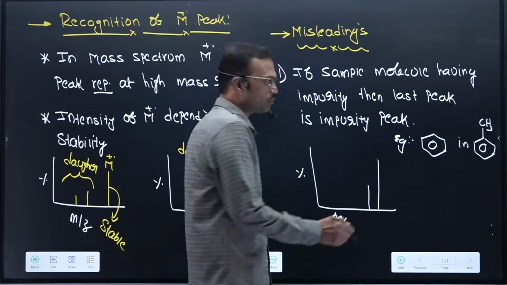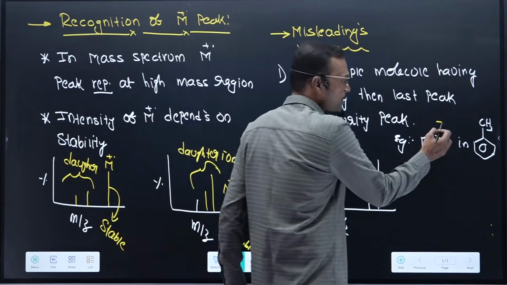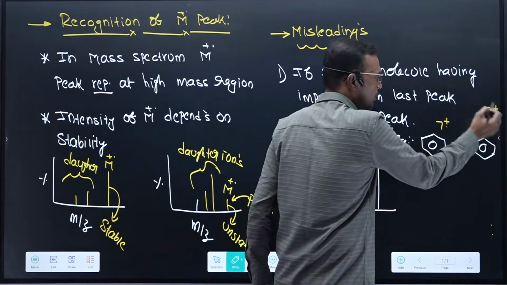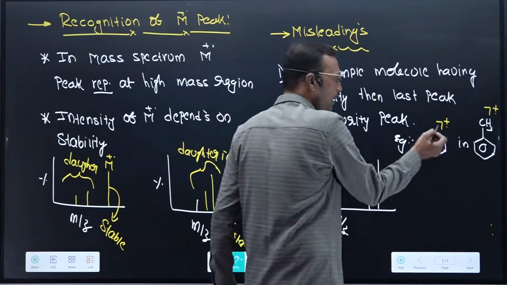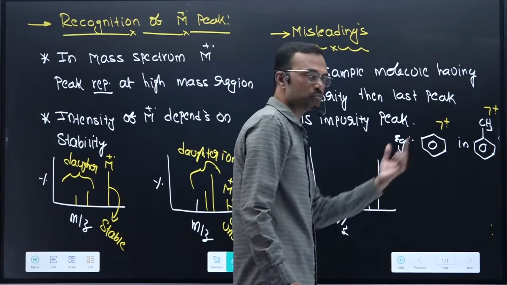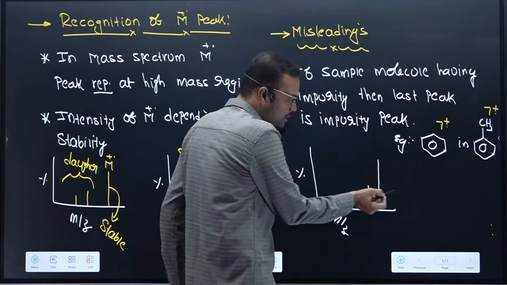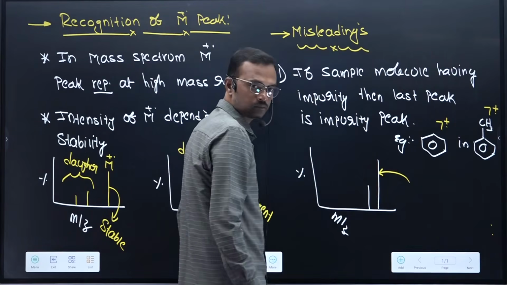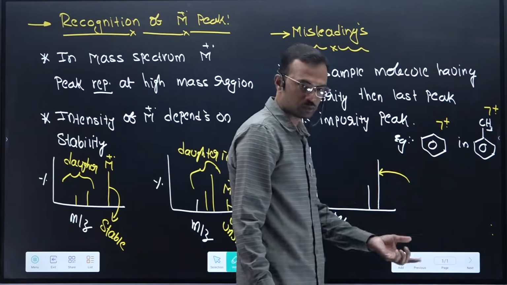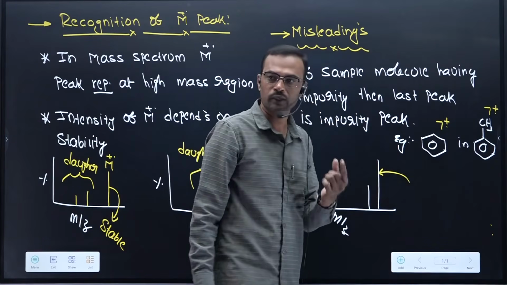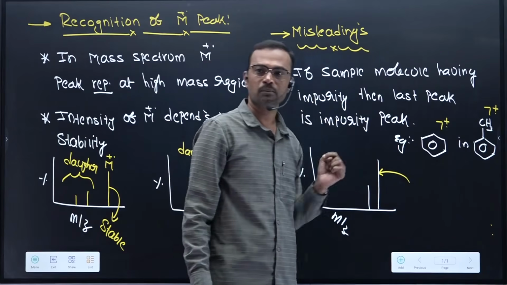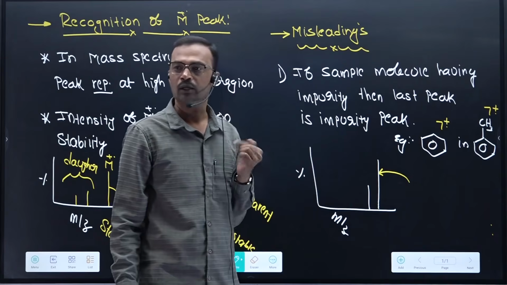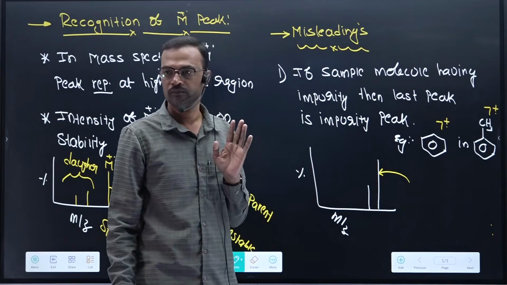Right or not? But what is the actual sample? The actual sample is benzene. But what about this one? Toluene. Toluene is an impurity which is added in benzene. I recorded a spectrum of benzene, so I can be misled about which one this last peak belongs to. If I did not confirm that I added toluene, what would you think? You will think that the last peak belongs to benzene. But actually the last peak is toluene. So that is one misleading.